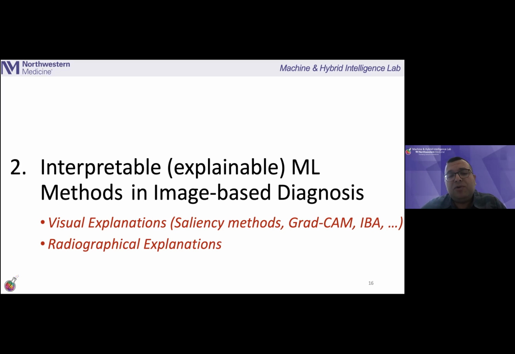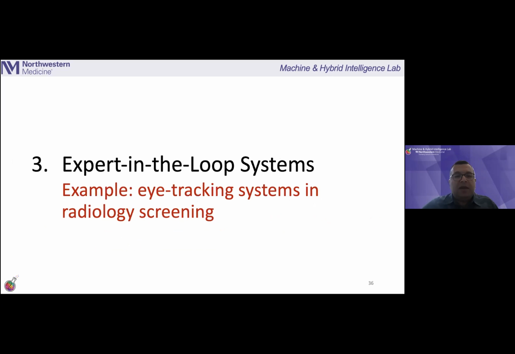And these terminologies, these radiographical explanations, are actually domain specific for different applications. You need to define this, and AI can actually learn those parameters as well. So I'm going to skip that part too, and multitask learning can be a strong alternative for doing this. So, the expert-in-the-loop systems.